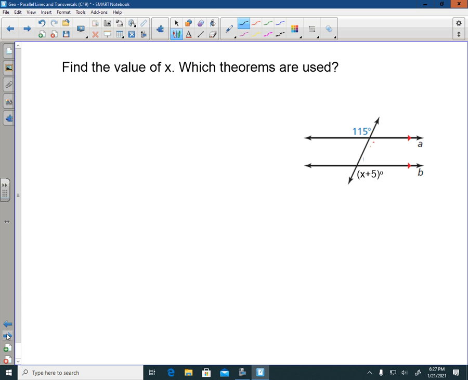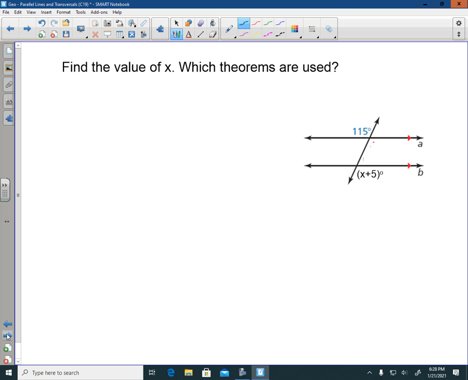It says, find the value of x and which theorems are being used. And so when I take a look at these two angles that are indicated, one says 115 and one says x plus 5. And what I first have to do is recognize their relationship. Well, I notice these angles are on opposite sides of a transversal. I see that the lines A and B are parallel. And I notice that these guys are also outside A and B. So this appears to be alternate exterior angles on parallel lines.